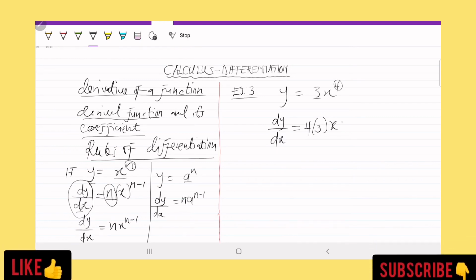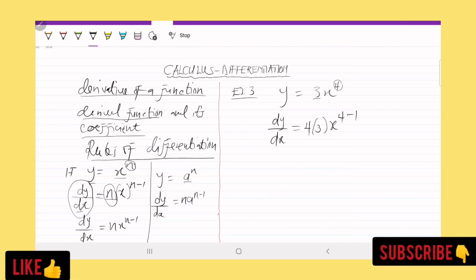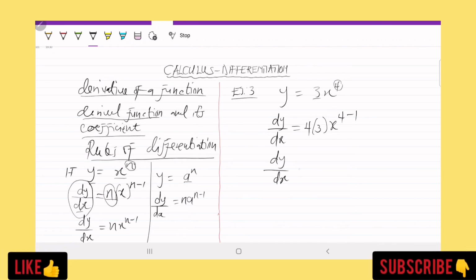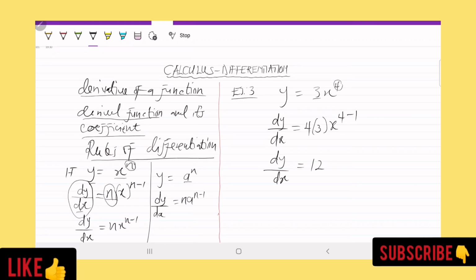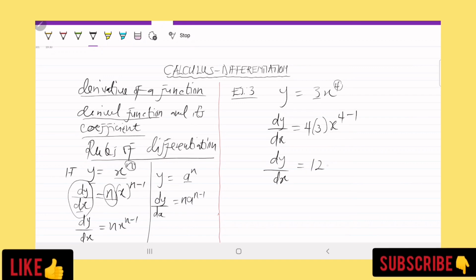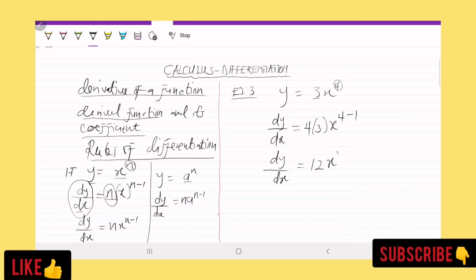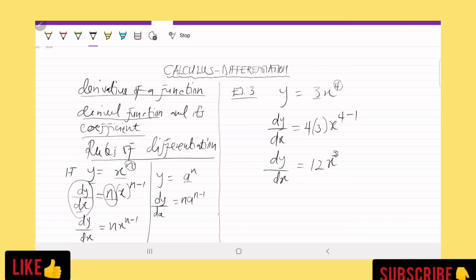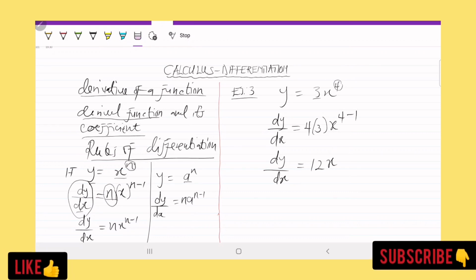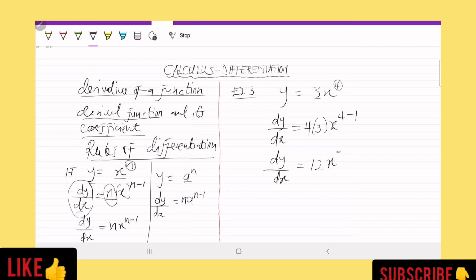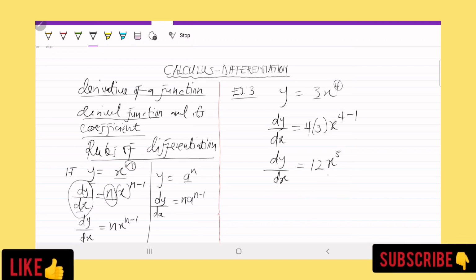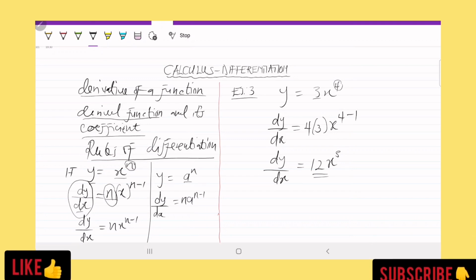So it comes x to the power of 4, and I'll subtract 1 from the 4. Is that okay? So here I can say that my dy over dx is going to be 3 multiplied by 4, going to give me 12. And now I subtract 1 from the 4, I'm going to get x to the power of 3. And that is going to fetch me my result in that case. So it's going to be 12x cubed, and that is going to be my dy over dx in that case. So let's take note of that.